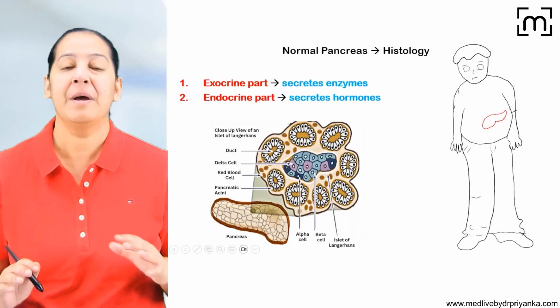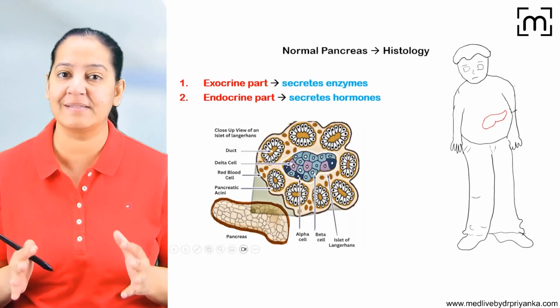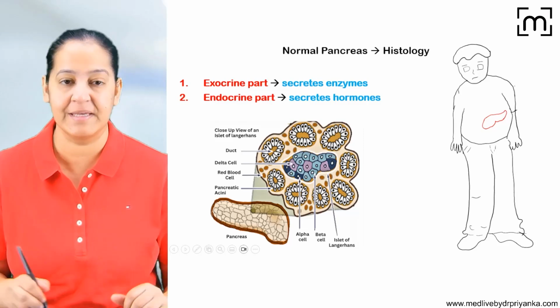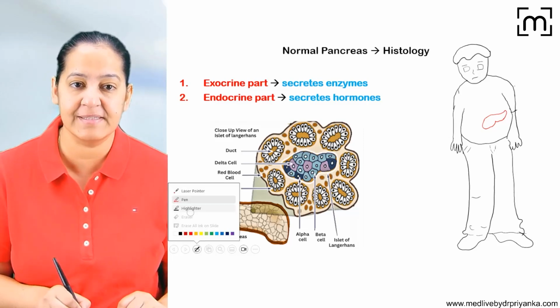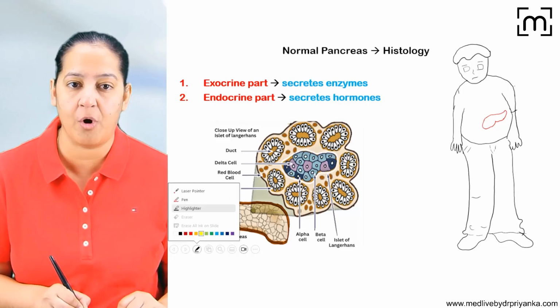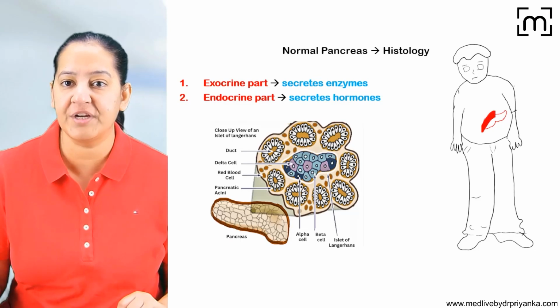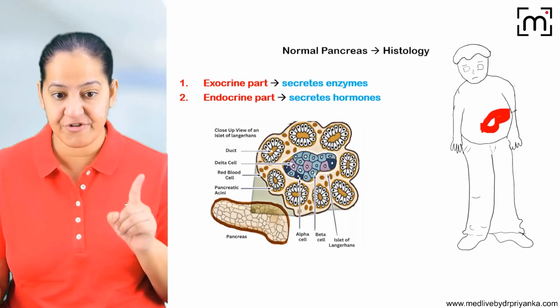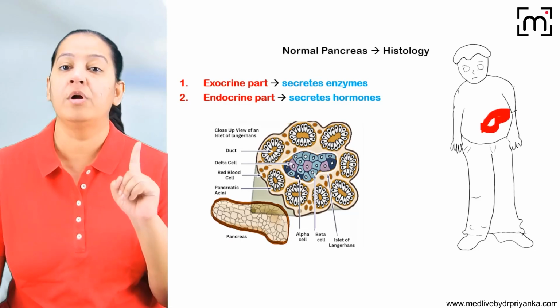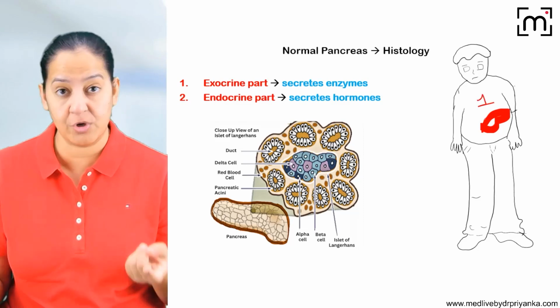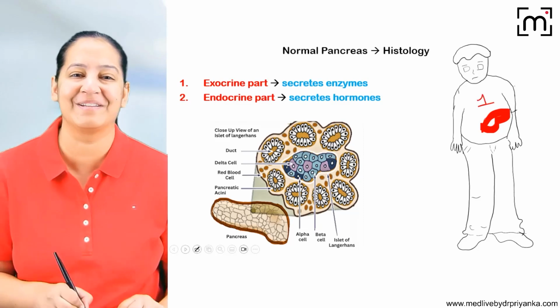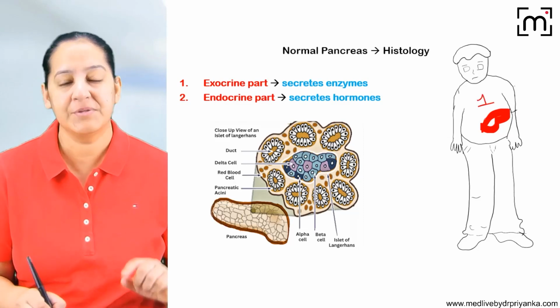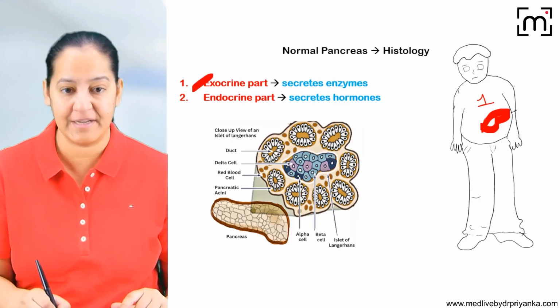So let's start. Before understanding pancreatitis, you must understand the anatomy and histology of the pancreas. So you can see the pancreas is an intra-abdominal organ in humans. You can appreciate this is the pancreas. Although anatomically one organ, histologically and functionally it's a dual organ, a double organ. So what is a dual organ? It has two parts, the exocrine part and the endocrine part.